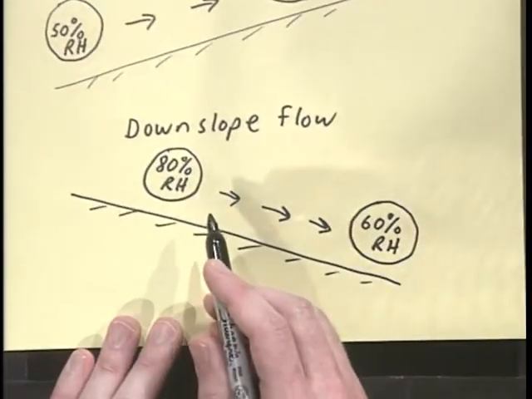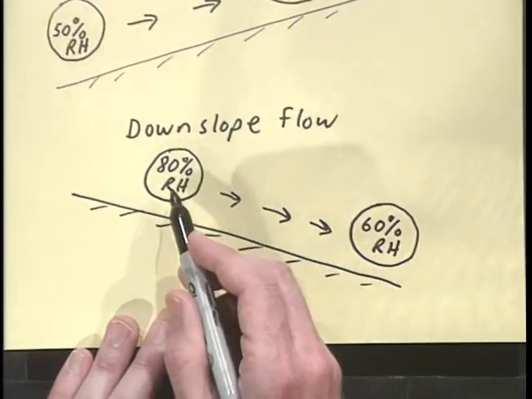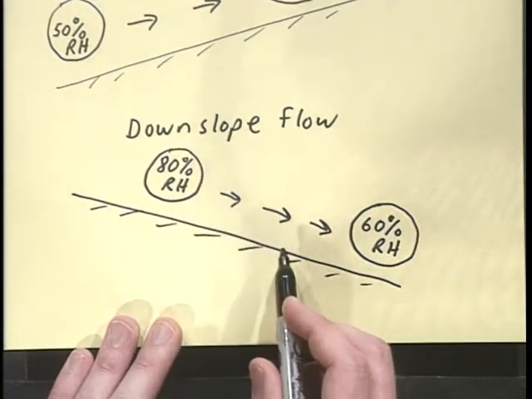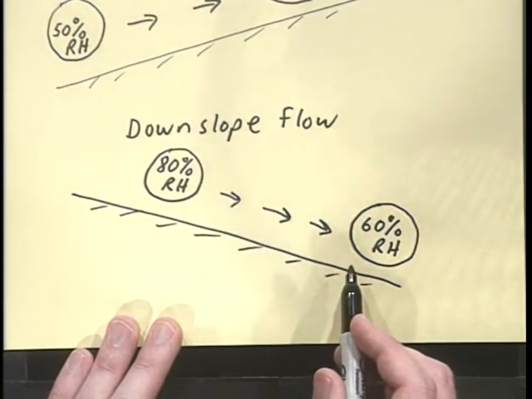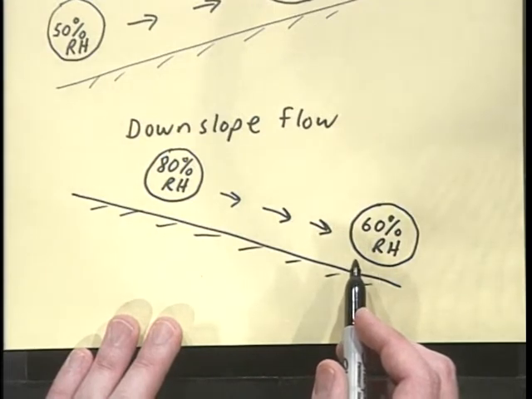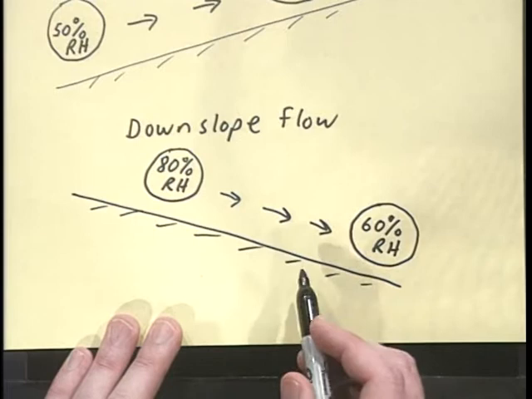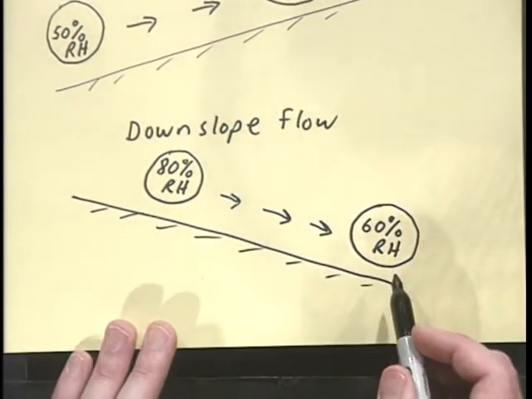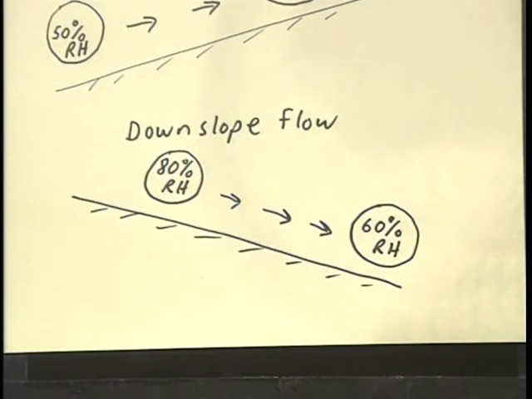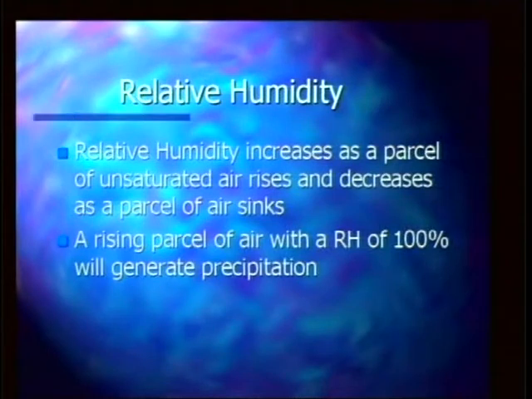The opposite occurs with downslope flow. Suppose we have a parcel of air, 80% relative humidity. It sinks down, and as it sinks down, it's going to warm up. Since the temperature warms up while the moisture in the air remains the same, the relative humidity value is going to decrease with the sinking of the air. So in summary, relative humidity increases as a parcel of unsaturated air rises and decreases as a parcel of air sinks. A rising parcel of air with a relative humidity of 100% will generate precipitation.